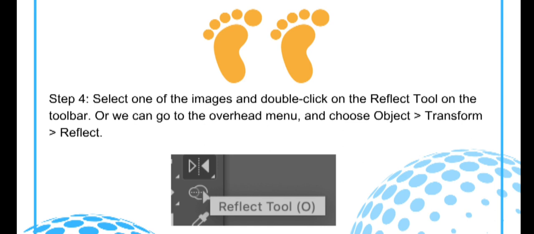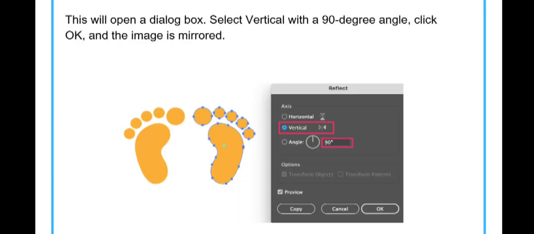Now we will go on the tool section. We'll find the reflect tool. We'll select on that, and then a dialog box will be open, which will ask to select vertical with a 90-degree or horizontal. So we will click on vertical 90-degree, and the image will be mirrored. We can also set the angle of the image by setting the angle at a specific point.